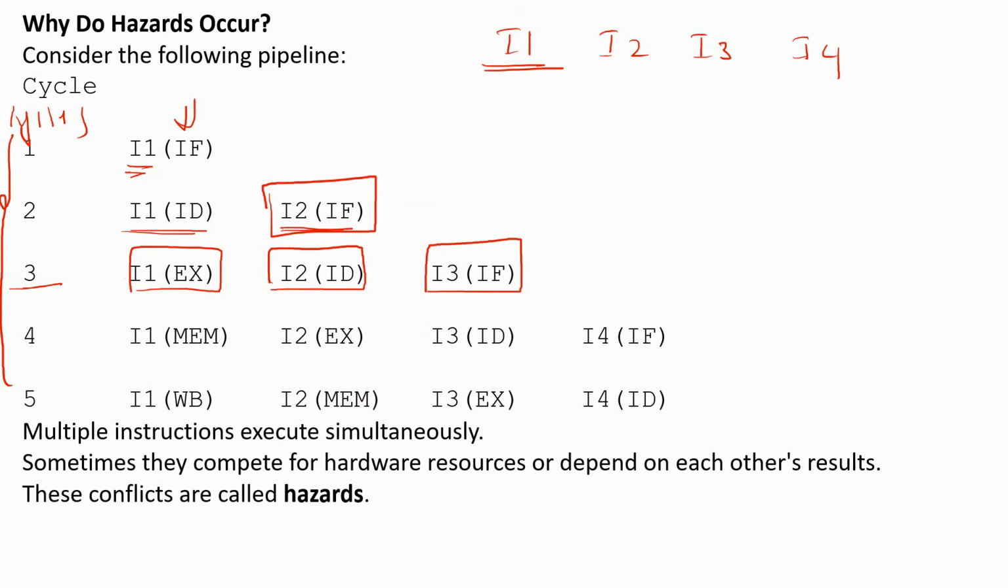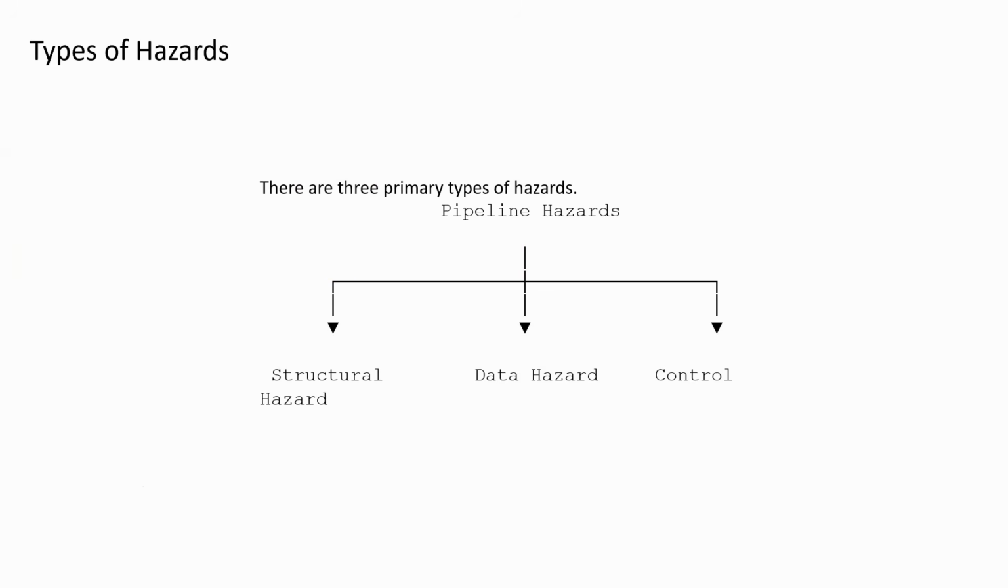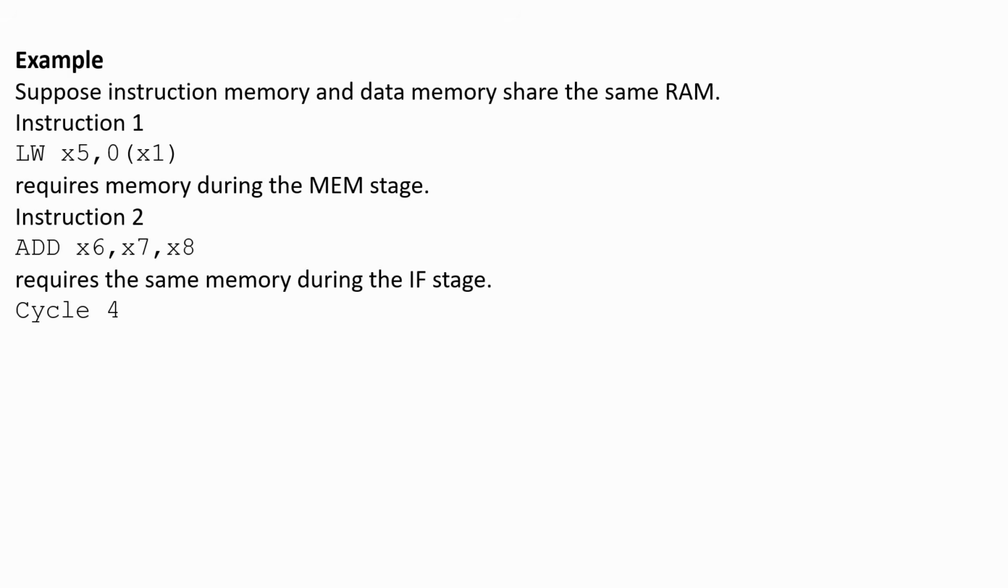Now sometimes what happens is they compete for hardware resources or depend on each other's results. If multiple instructions are executing in parallel, sometimes they are going to compete for the hardware, and that is where you can expect hazards. What are the different kinds of hazards we have? One is structural hazard, another is data hazard, followed by control hazard. First of all, let us understand what we mean by structural hazard.